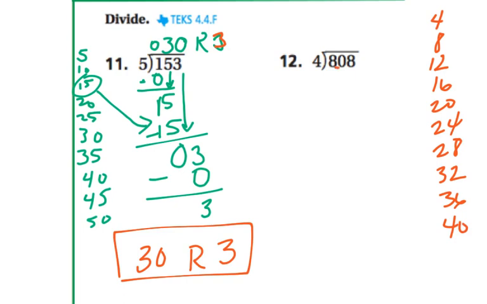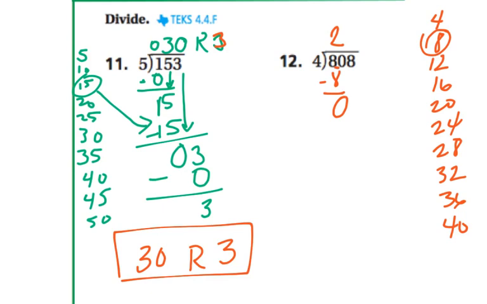Now I look at the first digit of the dividend, and I ask myself, how many times does 4 go into 8? Okay, 4, 8. Well, it goes in 2 times. Underneath the 8, I'm going to write the actual multiple, which is 8. Now I can subtract. 8 minus 8 equals 0.